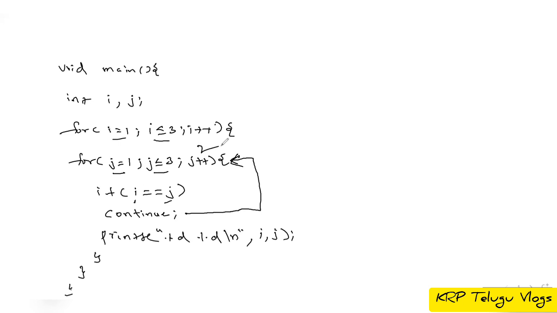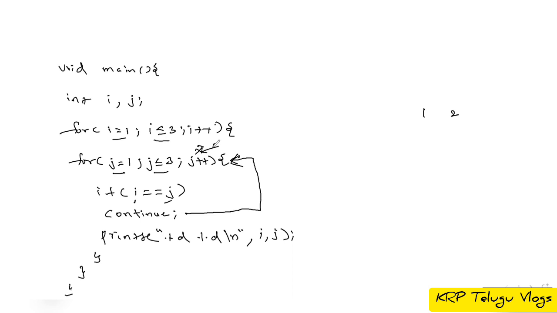So j value will be incremented to 2. 2 less than or equal to 3 is true. So what is i value? 1. j value? 2. Will it hit continue now? No. Both are not equal, so it will not hit continue. So it will print 1 2. 1 2 will be printed.